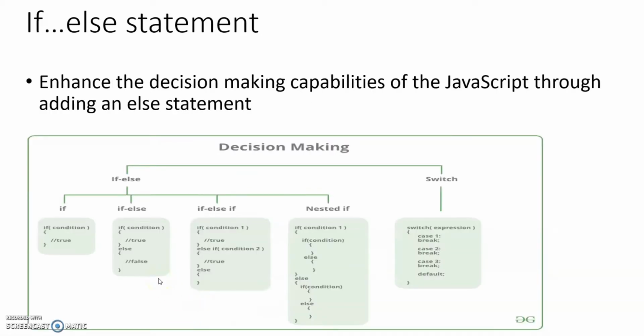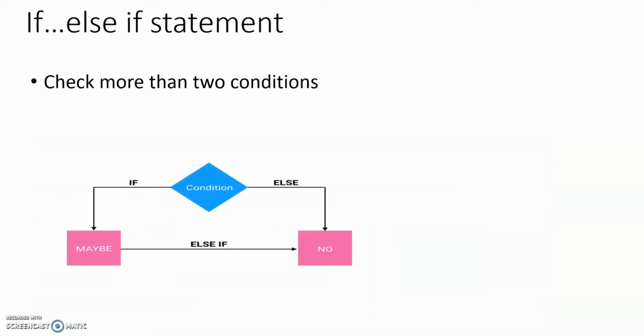The if-else statement enhances the decision-making capabilities of the JavaScript program by providing an alternative, an else statement, to the if statement. Let's say if you want to check more than two conditions, you need to use the if-else if statement. By using this method, we can run blocks of code depending on whether the condition is true or false. To make it easier, if the condition has two sides, we can use the if-else statement.